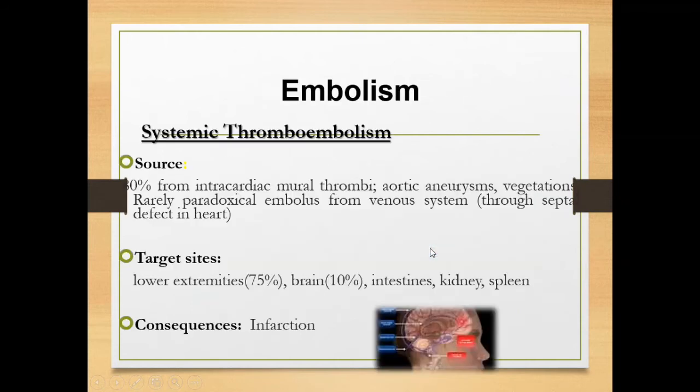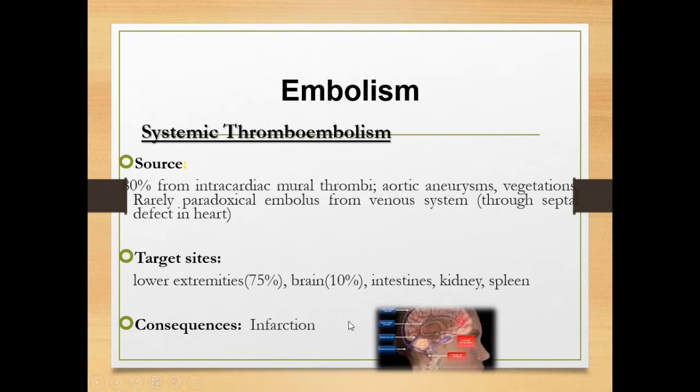Sources are 80% from intracardiac mural thrombi. Mural thrombi means thrombi that develop in the chambers of the heart. Other sources are aortic aneurysms due to defects in the arteries, vegetations, the emboli that develop on the walls of the heart, and rarely a paradoxical embolus from the venous system, as we have discussed. Target sites are the lower extremities, 75%, while 10% is the brain, and the intestine, kidneys, and spleen are affected. Consequences depend on the function of these sites.